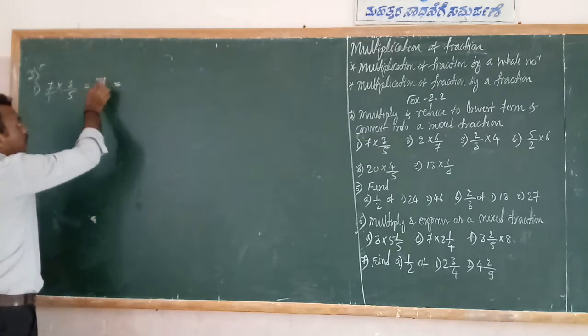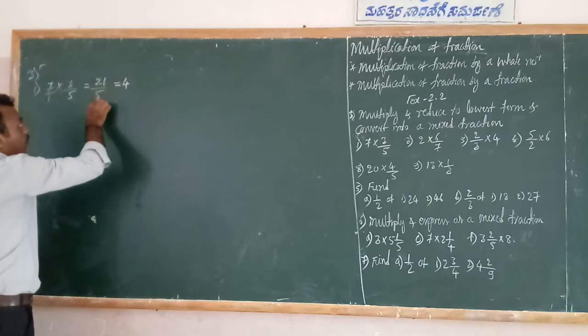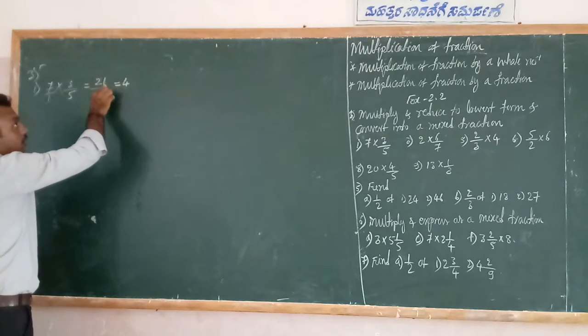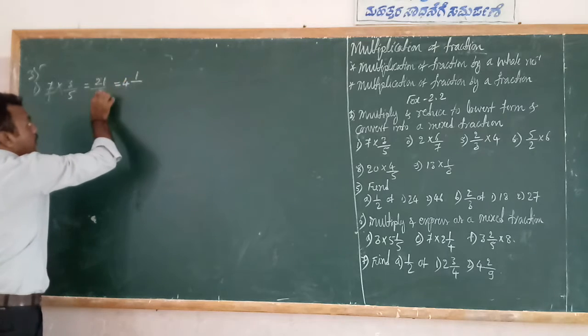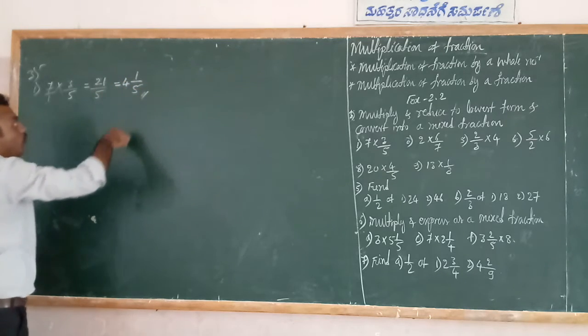Very simple. 5 4s are 20. What is the remaining here? 1. You have to write 1 in the numerator. What is the denominator here? 5. So, 4 1 by 5.